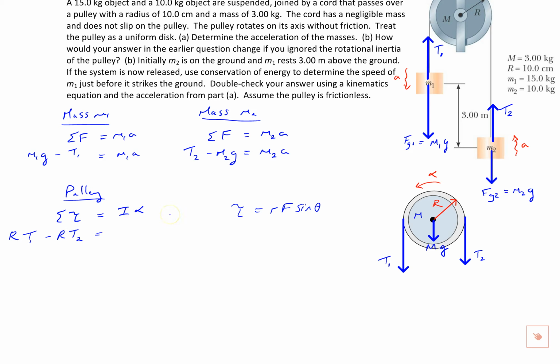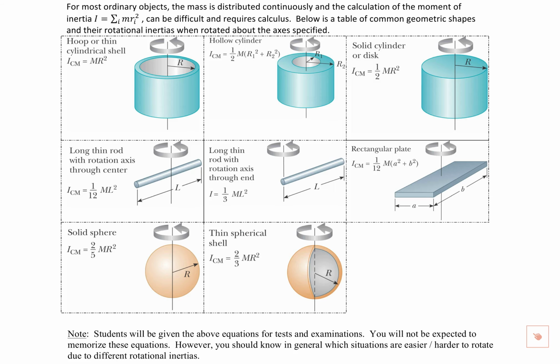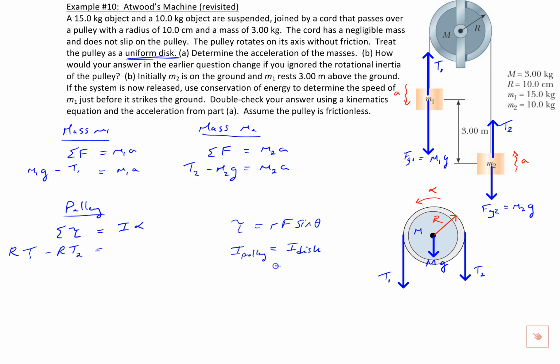Now, what is I for the pulley? What kind of shape do you think that is? Well, to make life a little easier for ourselves, we've assumed that the pulley is a uniform disk. So we need to look up the rotational inertia of a disk. Earlier in our notes, we have a table of common geometric shapes, and we can find the disk right over here, or solid cylinder, and the rotational inertia is given by 1/2 mr squared. So I of the pulley is equal to 1/2 mass of the pulley times the radius of the pulley squared.